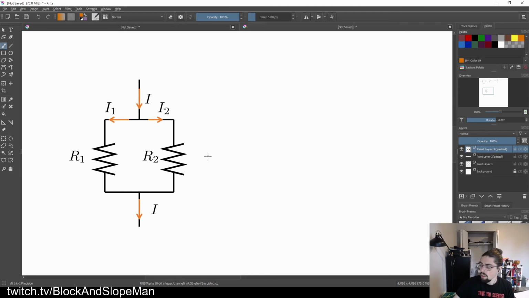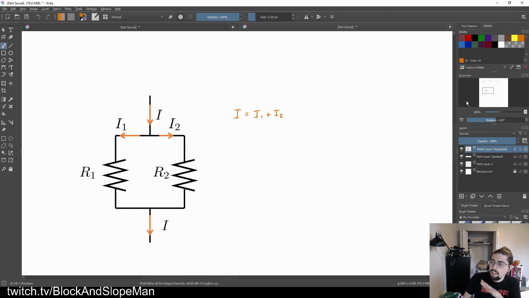So first things first, conservation of current tells me that the current coming in, capital I, splits into I1 plus I2. Right, and I know that I've got to deal with this because I've got a junction. If I've got a junction, if I've got current splitting out, I need to use a conservation of current equation. I could also think of this as I1 plus I2, leaving capital I.